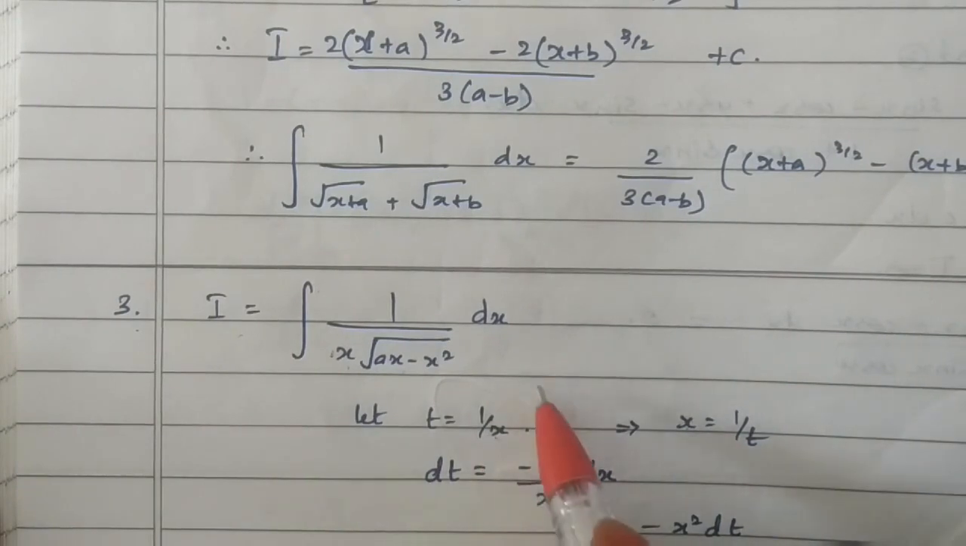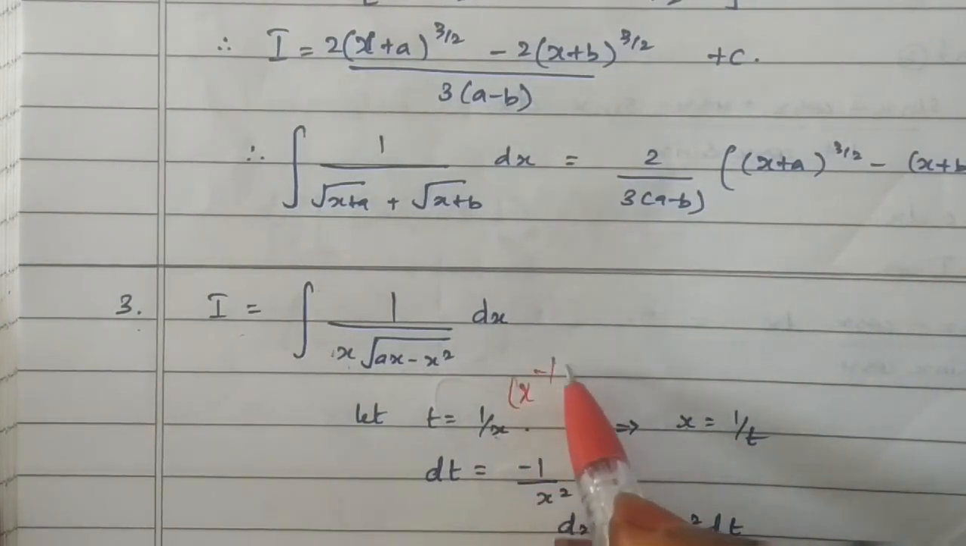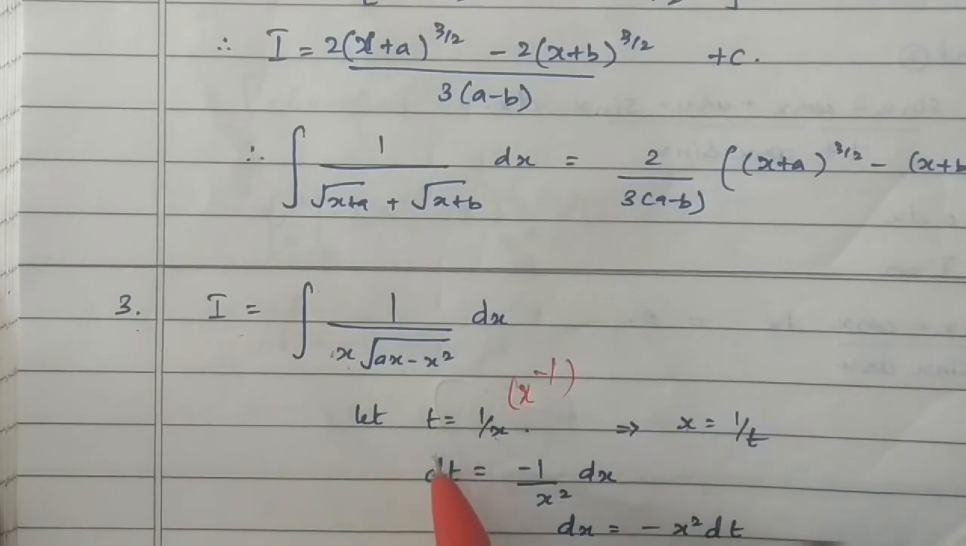Now differentiate this. 1 by x can be written as x power minus 1. Therefore, when you differentiate x power minus 1, you will get dt equal to minus 1 x power minus 2 into dx. That can be written as minus 1 by x squared into dx.